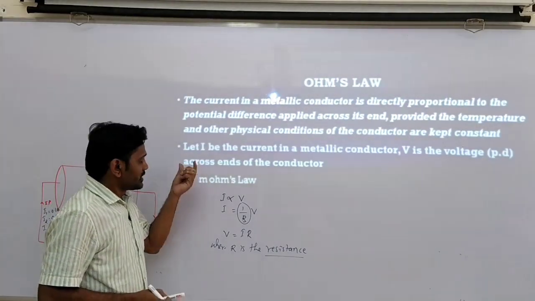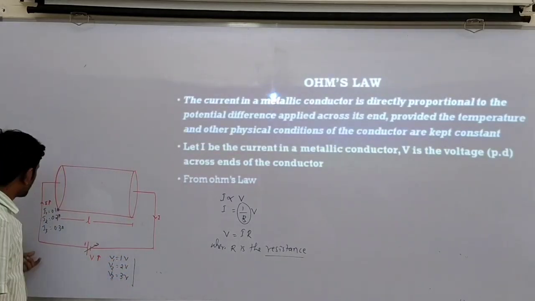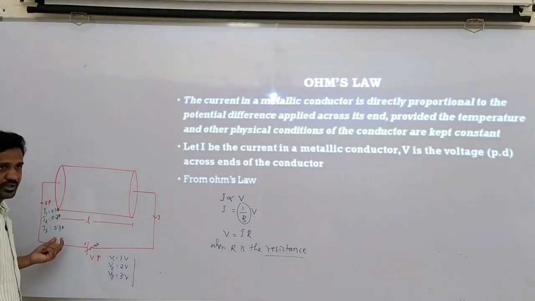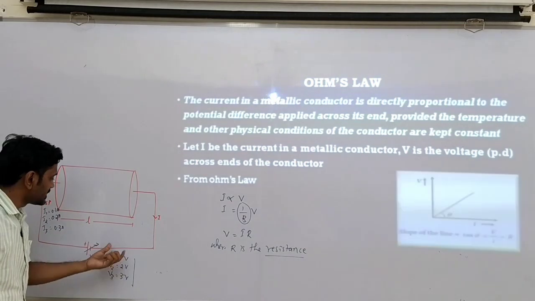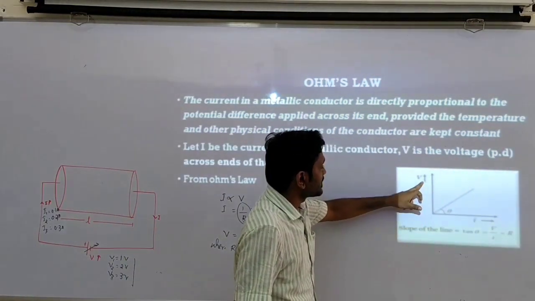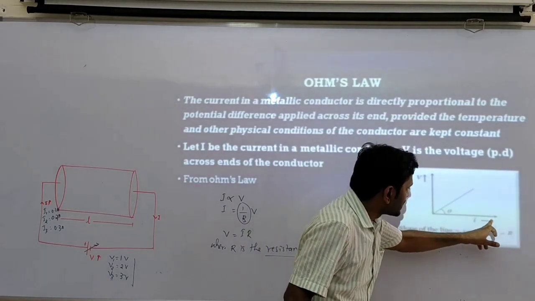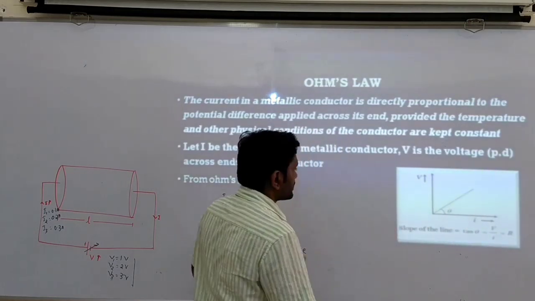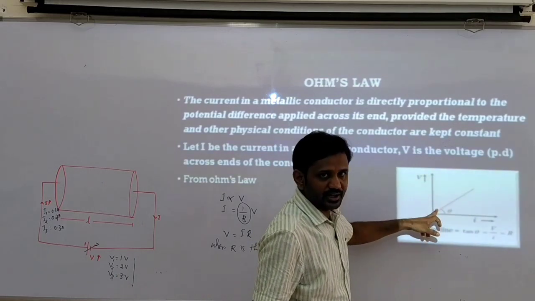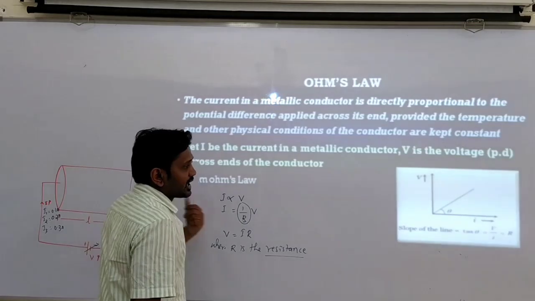See, we have the voltage values 1 volt, 2 volt, 3 volt, and the corresponding current values 0.1 amps, 0.2 amps, 0.3 amps. If we plot a graph using these values, we get a straight line. If we plot the graph of V versus I, V is taken along the y-axis and I along the x-axis. A linear curve is obtained by plotting these values of V and I.